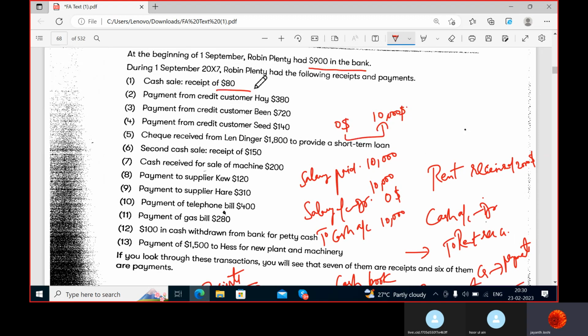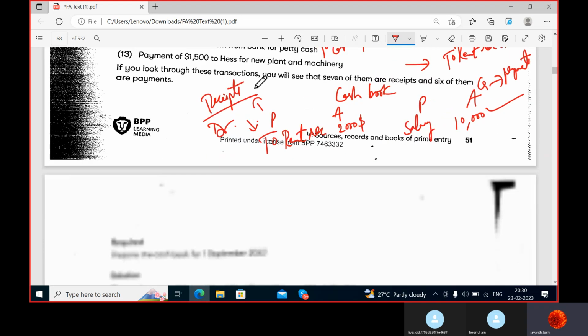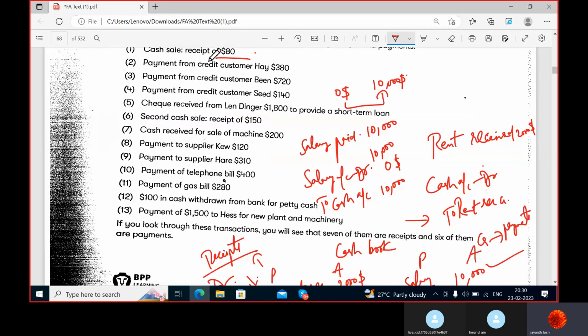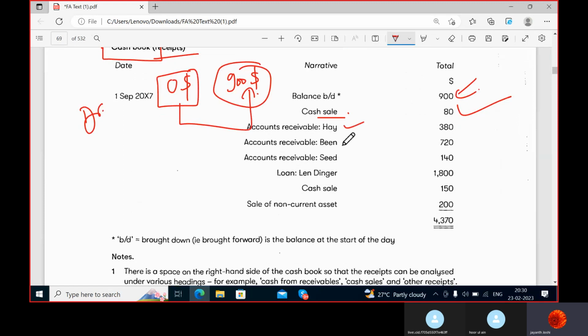Cash sale receipt $80. I will immediately put that $80 in the receipt, and I have put it as cash sales, so for whatever reason I got it, I put it here. Next. Payment from credit customer Hay, $380. Payment from credit customer Bean, $720. Payment from credit customer Seed, $140. I put all of these. These guys happen to be my receivables, so I received payments from them. So I put Hay, Bean, Seed. Then this is done, so I'll put a tick mark where I have finished.